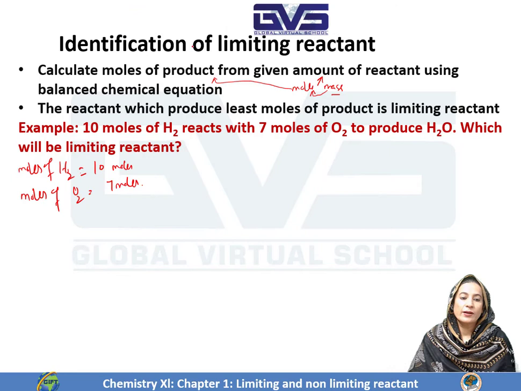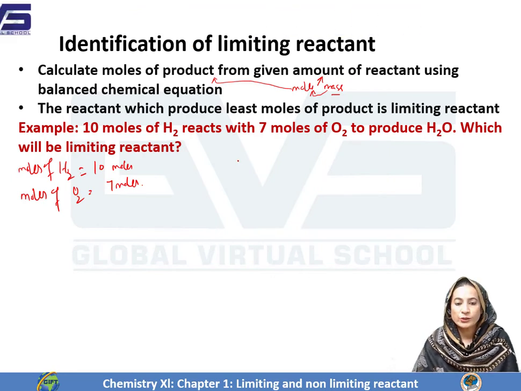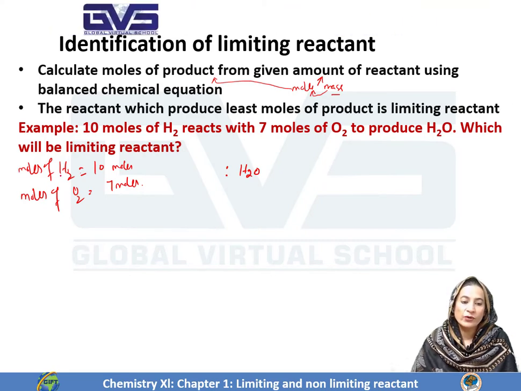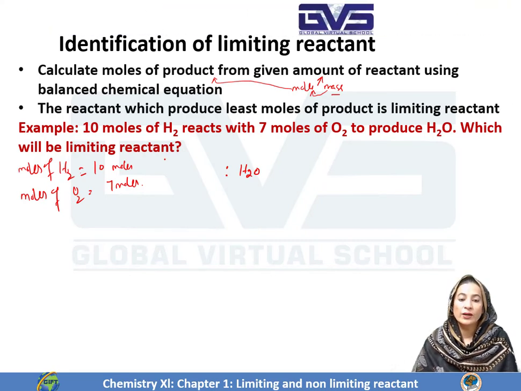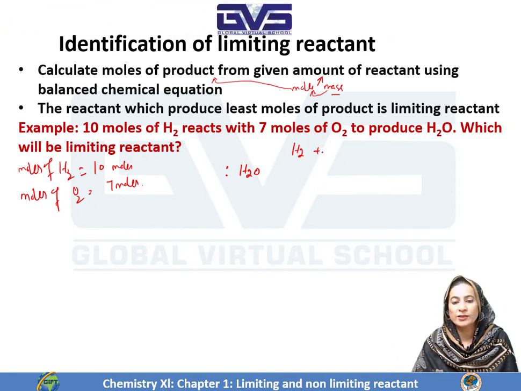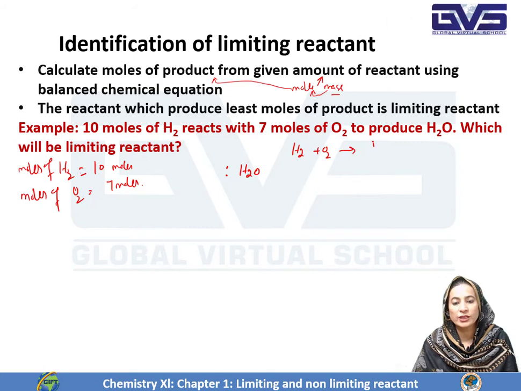So first step, calculate mole of product. Which product we have? H2O, with the help of reactants. So first of all, we have two reactants, H2 and O2. Write the balanced chemical equation. You know, H2 plus oxygen, it gives you H2O.